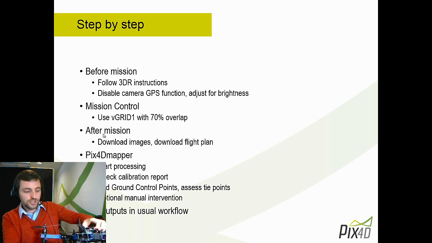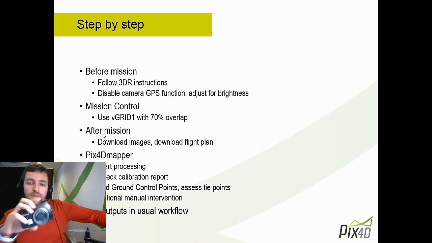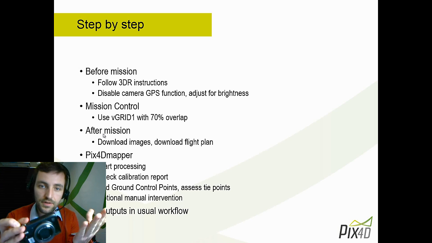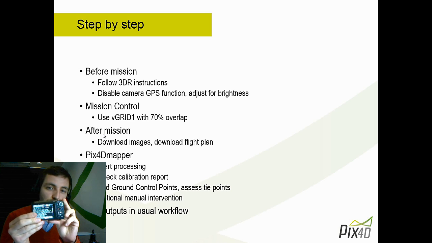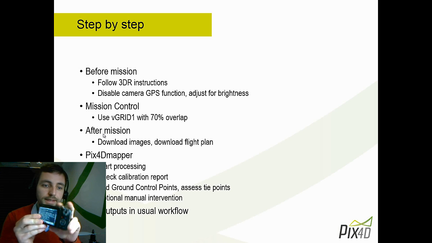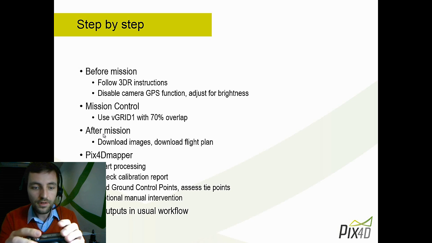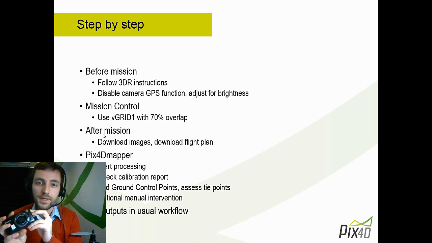Something we recommend in addition is to make sure that the camera is powered on, it has sufficient disk space, and you can go into the menu of the camera and disable the GPS function. As we will explain later, the GPS of the camera is not sufficient for accurate mapping.